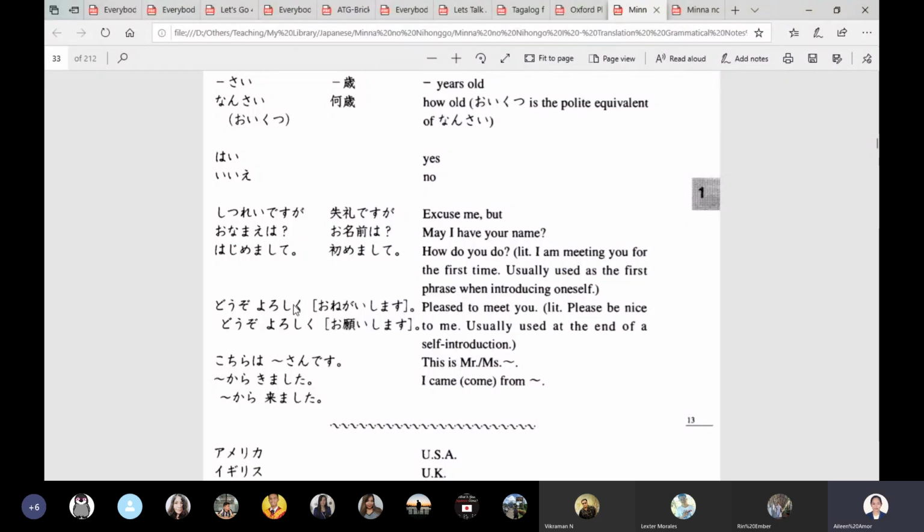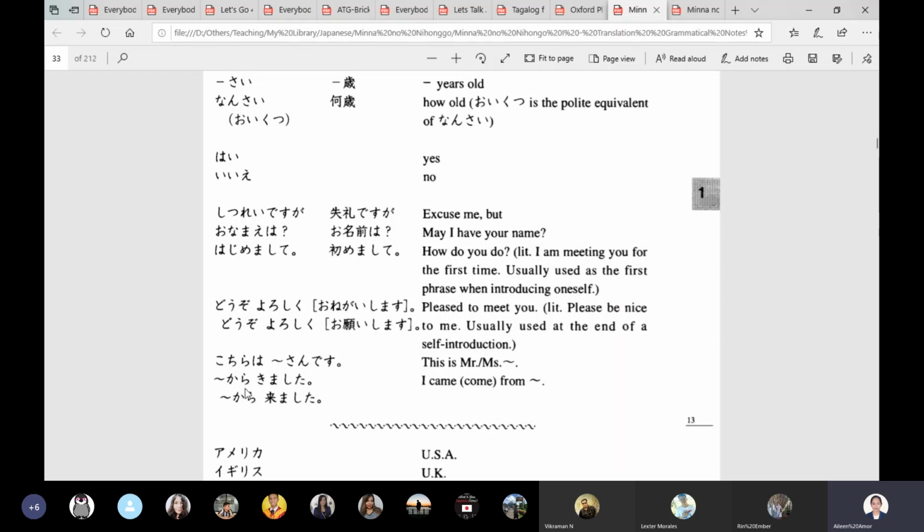Okay, so that's for introducing yourself. But if you're introducing, let's say, another person to another person, we use this expression. Kochira wa Amoru-san desu. That means this is Miss Amor. Okay? So kochira means this.